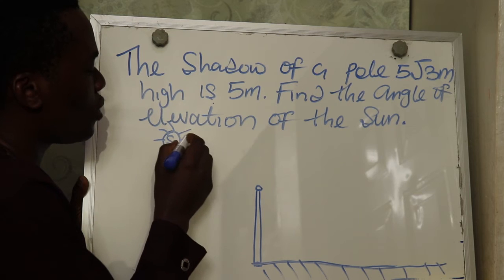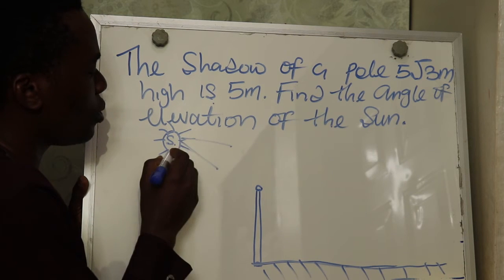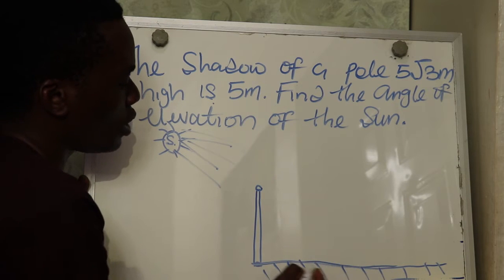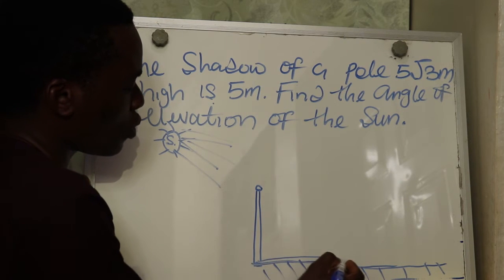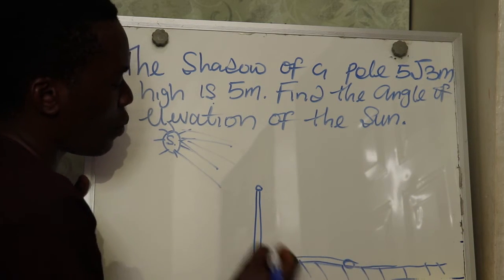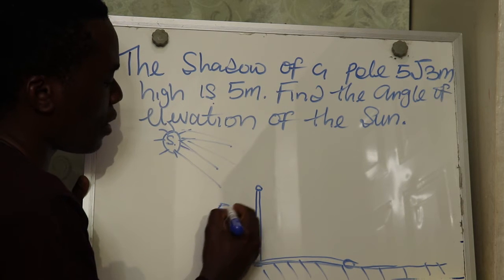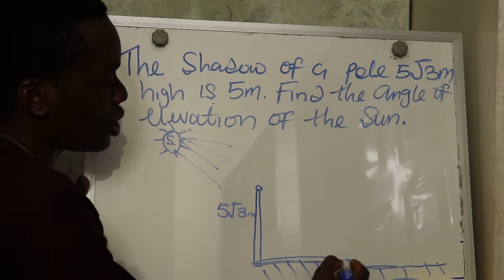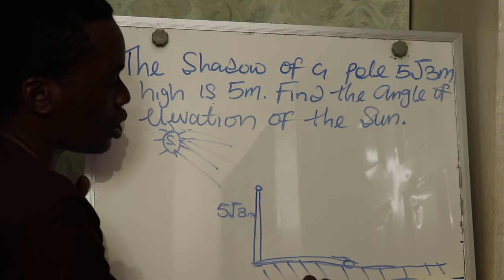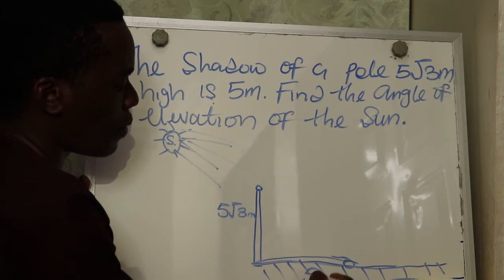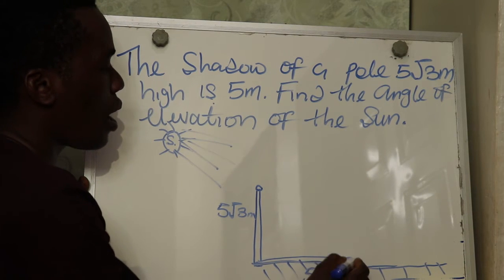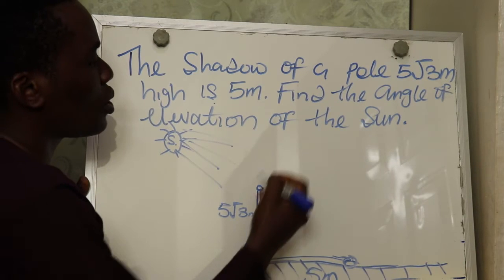Now if this sun casts its rays on this pole, definitely the shadow will go this way. So let's assume that the shadow will be formed like this, and we are told that this pole is 5√3 meters high, and the shadow is what? The shadow is 5 meters. Now the question is, find the angle of elevation of the sun.